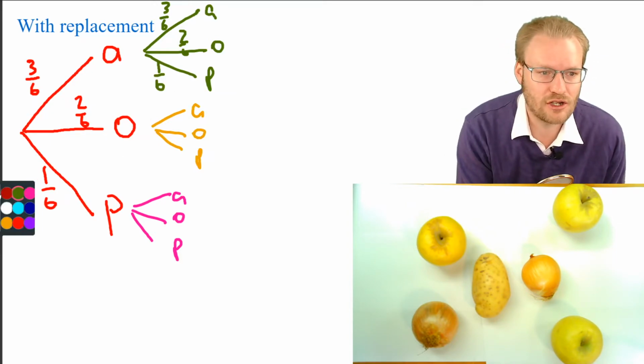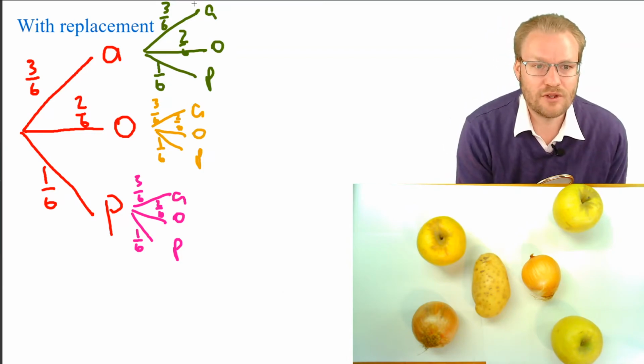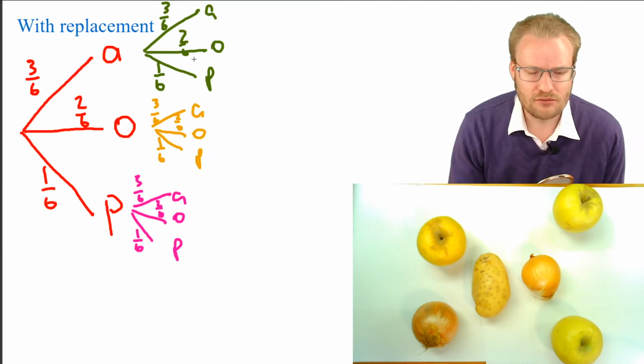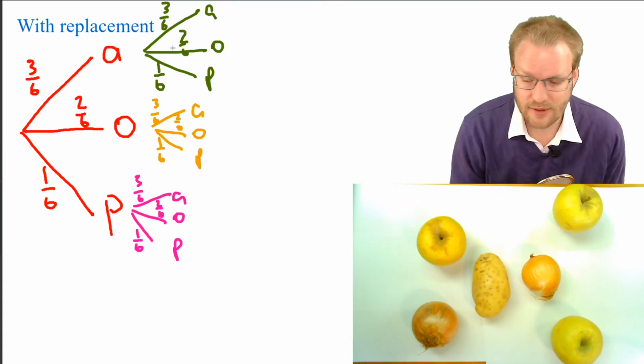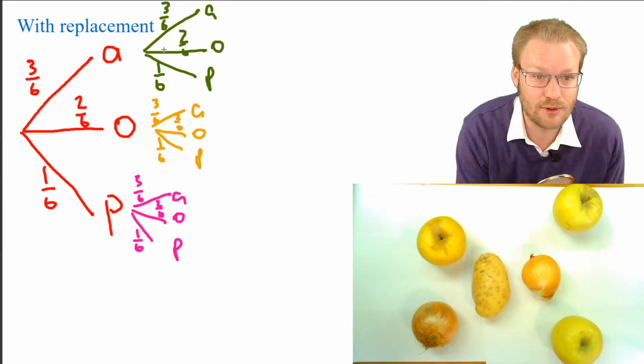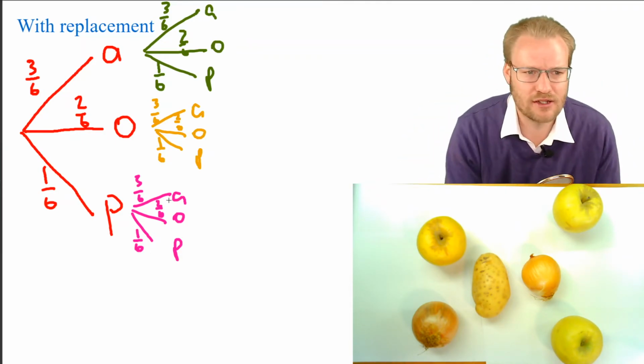And all of these branches are going to look the same. So let's go for it. 3 out of 6, 2 out of 6, 1 out of 6, and 3 out of 6, 2 out of 6, 1 out of 6. Notice that within any of these, 3 over 6 plus 2 over 6 plus 1 over 6, what does that give you? Yeah, it gives you 1, because one of these things must happen. Once we picked out an apple, we must pick something. So if we add all these probabilities up, we must get 1. And if we add all of these up. So we're in our tree diagram.